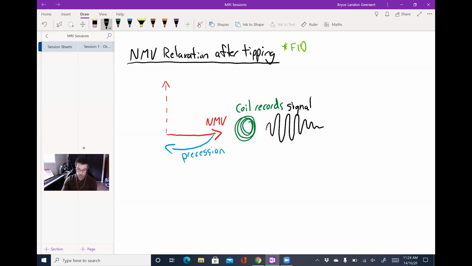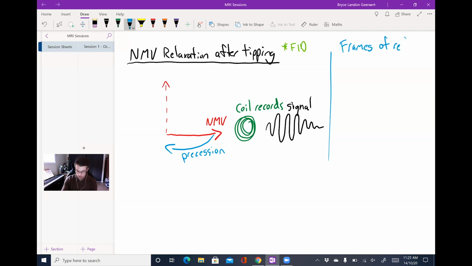Okay, great. So this is the general evolution of the NMV after the B1 field is turned off and the NMV is allowed to relax. But if we look at the actual components of the vector, we get some really important information. So let's go into that. I'm going to make a little side diagram over here for frames of reference.